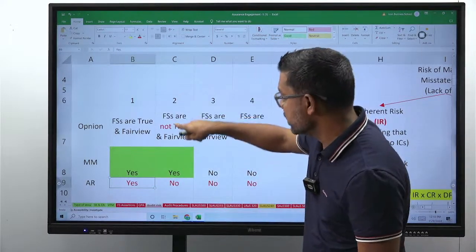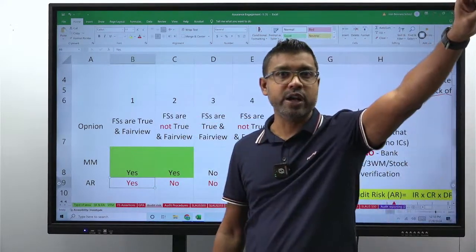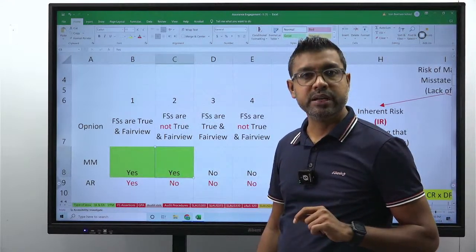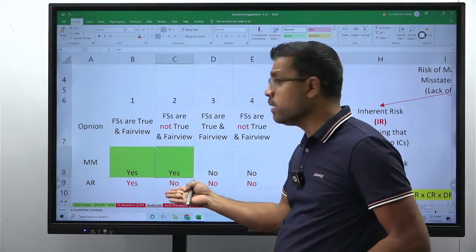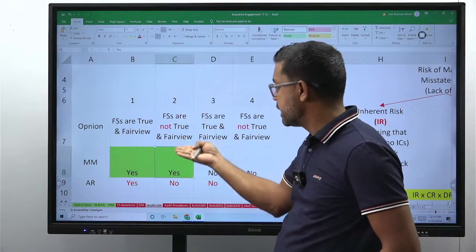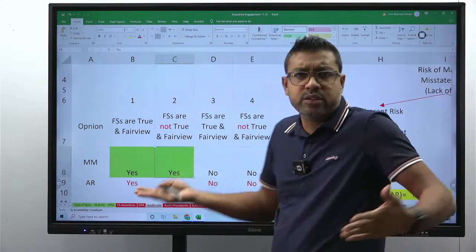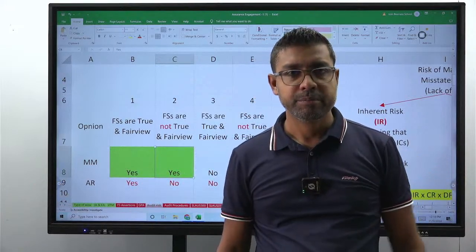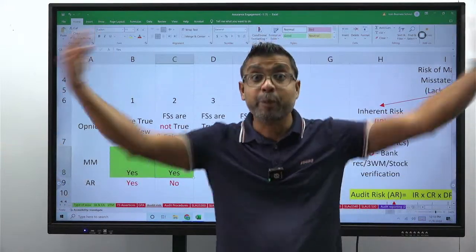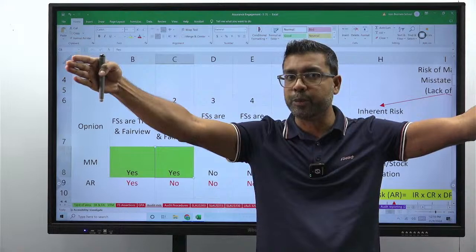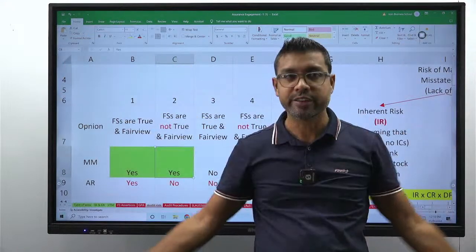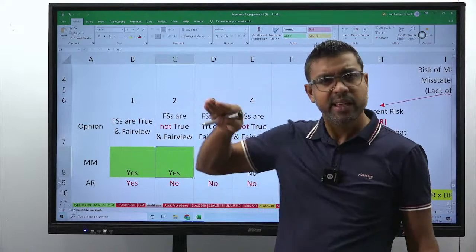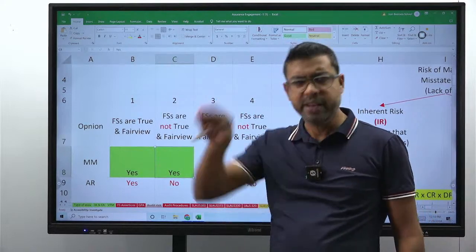Second, you are saying financial statements are not true and fair view. There are material misstatements. If there are material misstatements, yes, of course, financial statements are not true and fair view. Then there is no risk. The auditor doesn't have any risk because you have given the proper, appropriate opinion. But to have audit risk, the opinion should be inappropriate. But here the opinion is appropriate. Why?